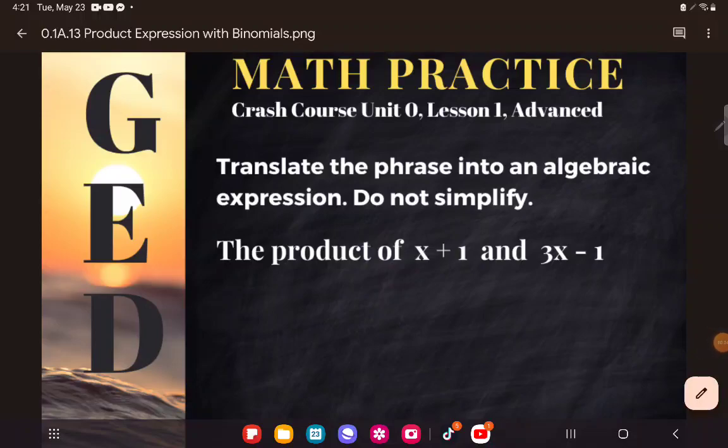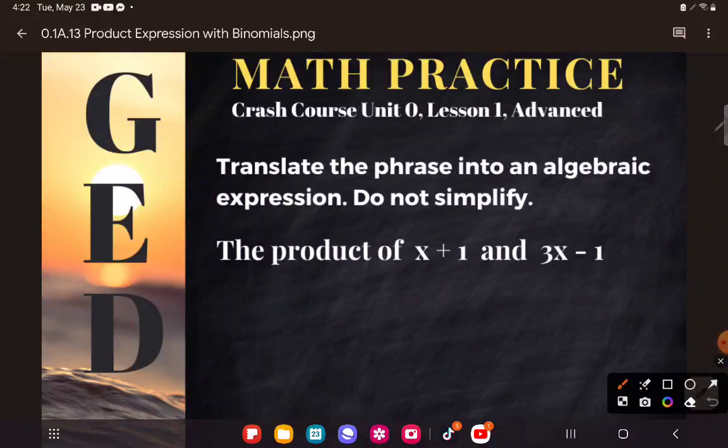It says translate the phrase into an algebraic expression. Do not simplify. And then we have this phrase down here they'd like us to translate. It says the product of x plus 1 and 3x minus 1.